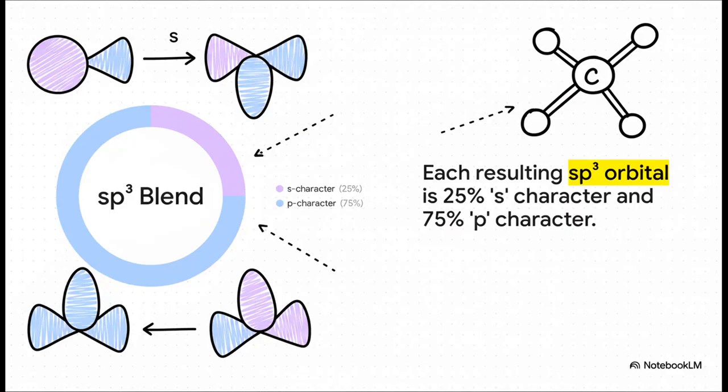And if we look at the character breakdown, you'll see the pattern holds up perfectly. We used 1 s and 3 p's, that's 4 orbitals total, to make 4 new ones. So each of those new sp3 orbitals is 1 part s and 3 parts p, or 25% s character and 75% p character.